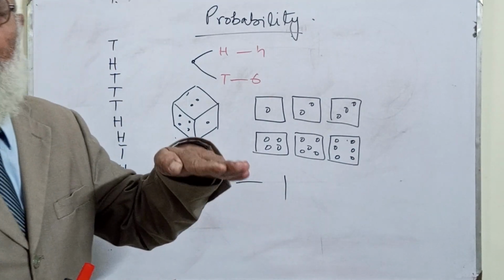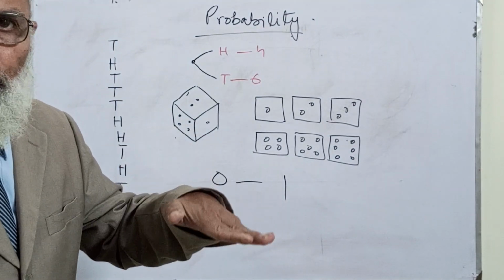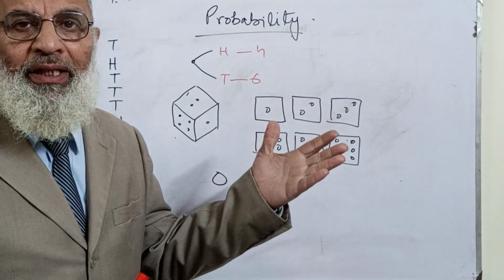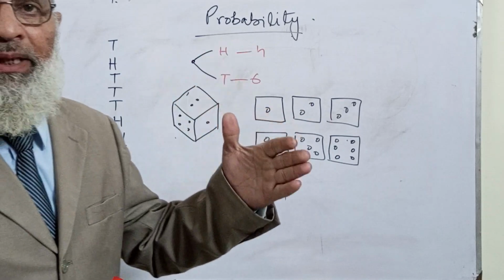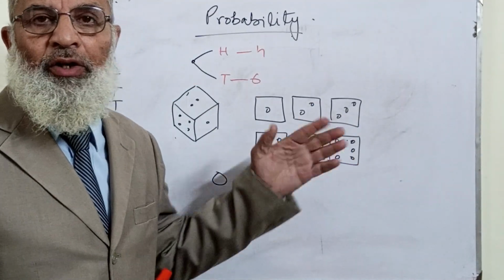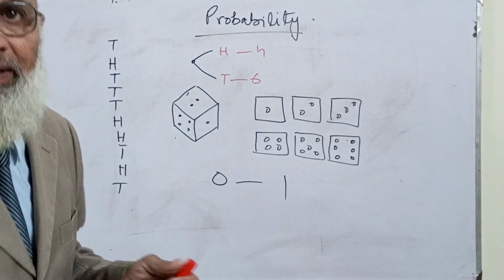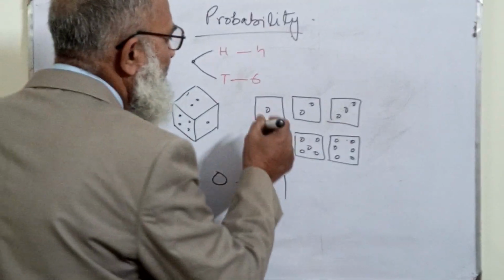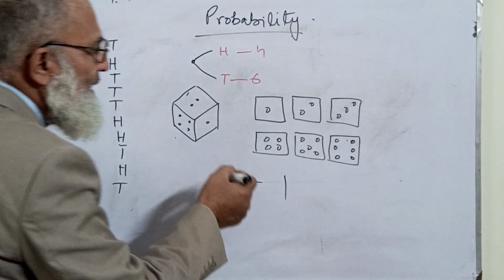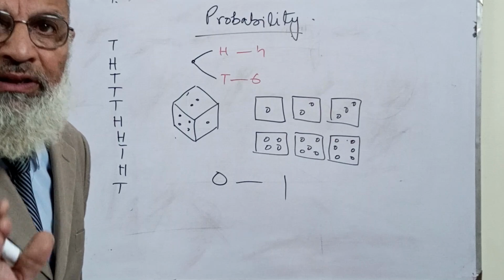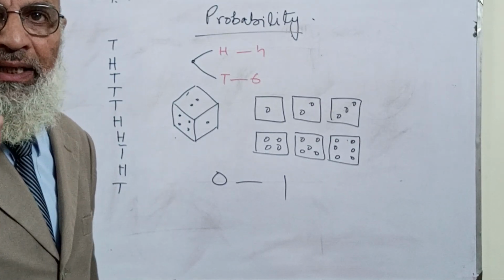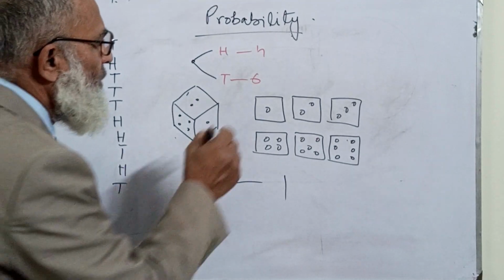Yes, one face will appear on the top, but what is the probability that 2 will appear, or 3 will appear, or 4 will appear on the top? That is 1 by 6, because there are 6 faces on the dice and each face has an equal chance of coming on the top.